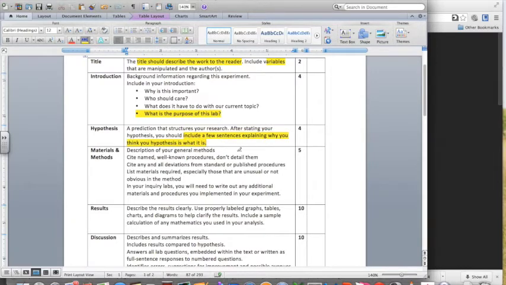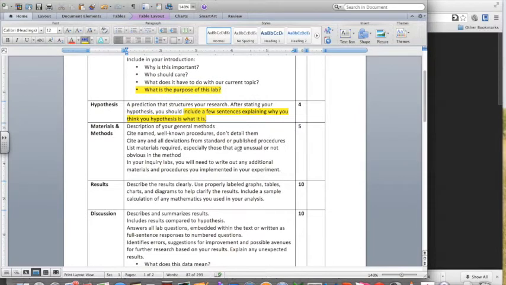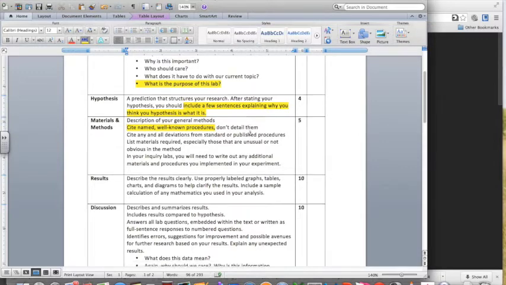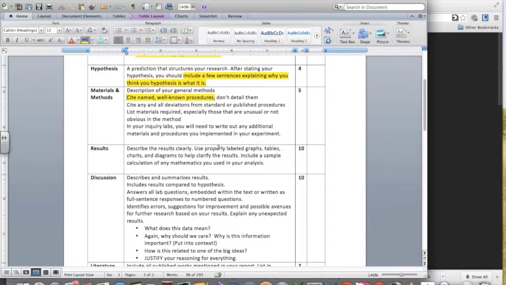Your introduction is usually only about 2 paragraphs long. Key thing when you write your hypothesis, include a few sentences explaining why you think that's what it is. A hypothesis is a justified prediction. For materials and methods, in this lab, you followed a lab procedure, so you really just need to cite the lab manual. So you can cite the Carolina Biological Supply and put the title in there.